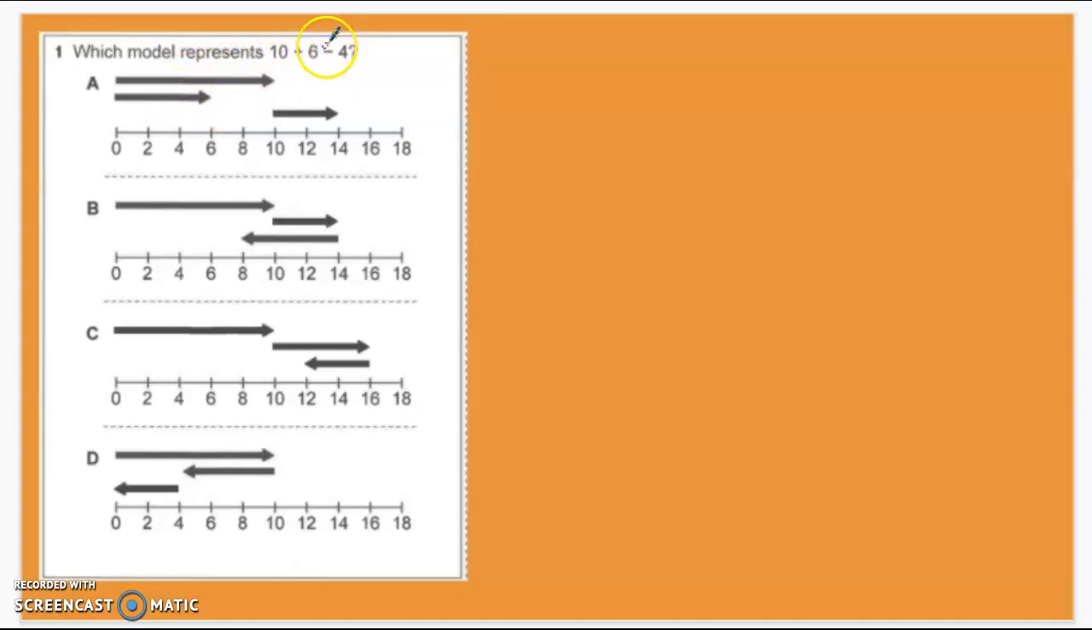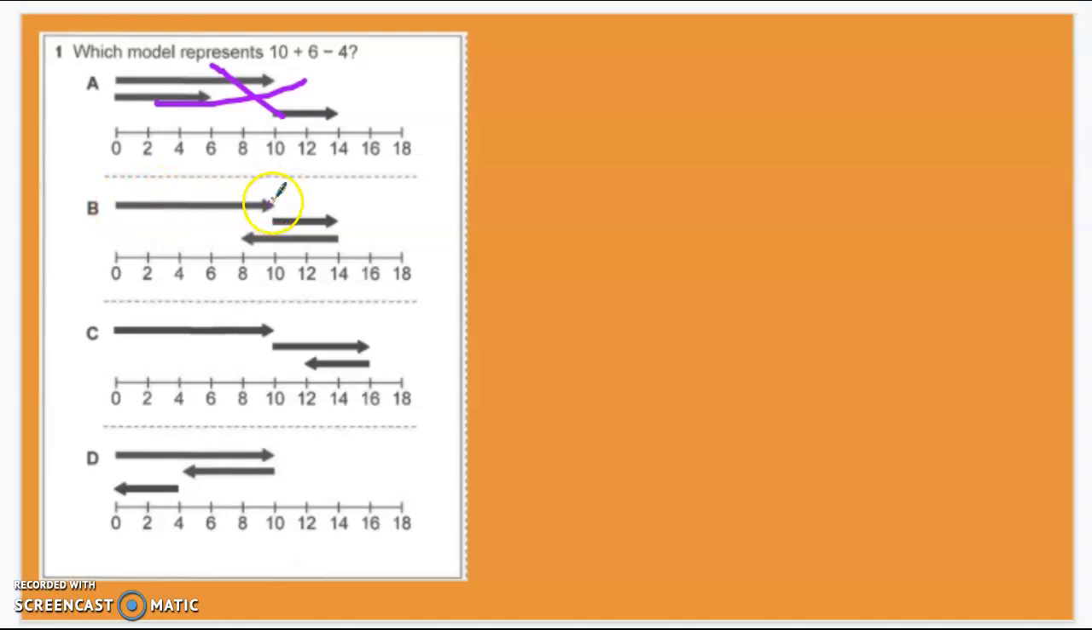Because 10 plus 6 is 16. This just has 6 and 10. And so you're landing on 10. But 10 plus 6 is 16. So this is not correct right here. Okay? Let's look at letter B.